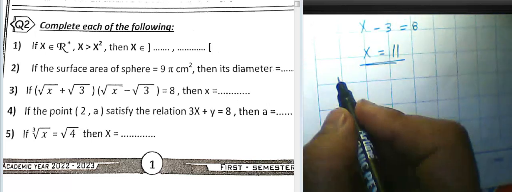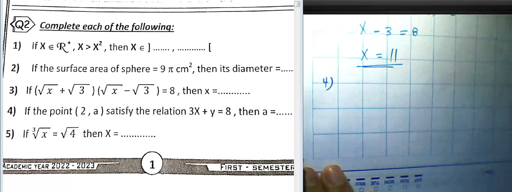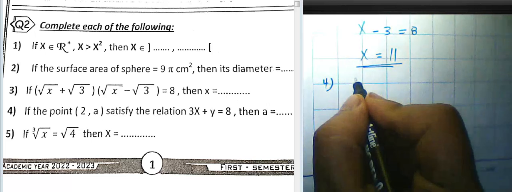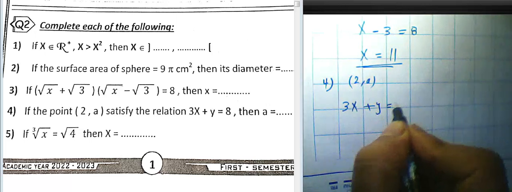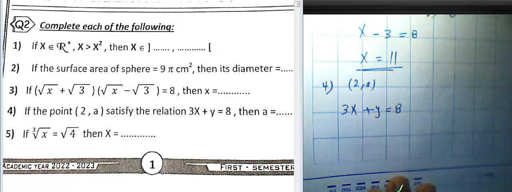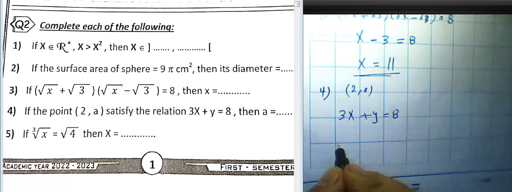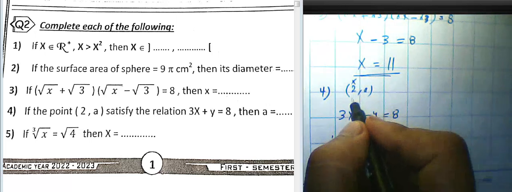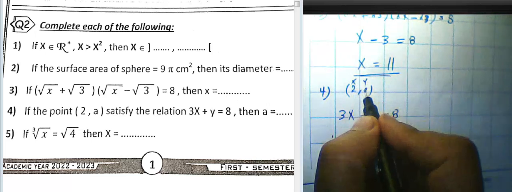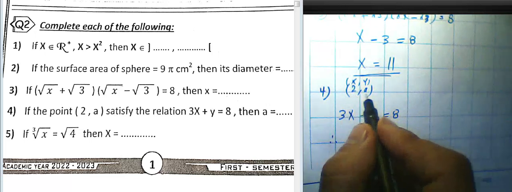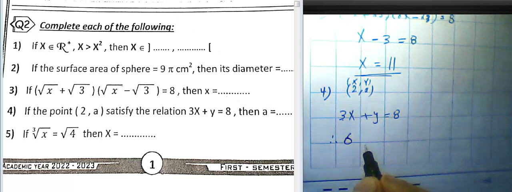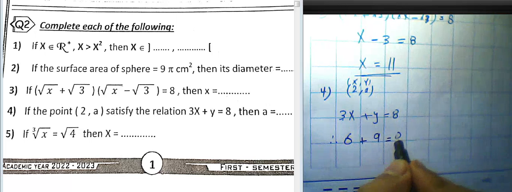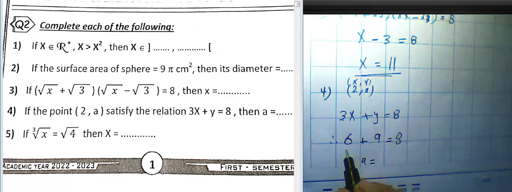Question number 4. If the point (2, a) satisfies the relation 3x plus y equals 8, then a equals. Okay, this point satisfies this equation, then we can put x equal 2 and y equal a, because the coordinate of this point is (2, a). 3 times x, 3 times 2 equals 6, plus y equals a, equals 8, then a equals 8 minus 6 equals 2. The result here for question number 4.